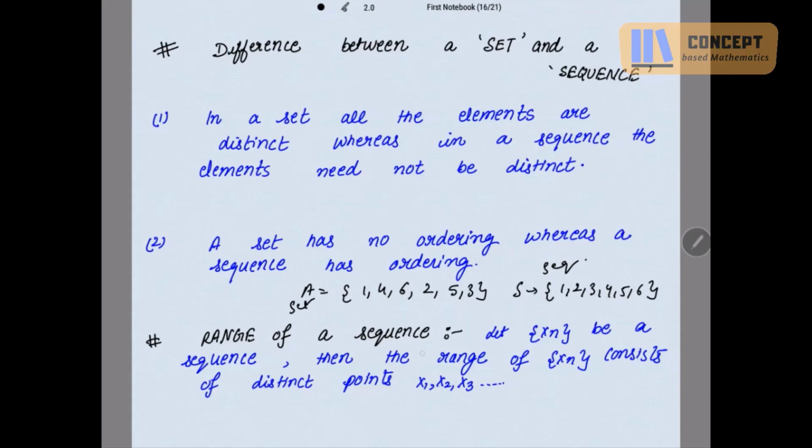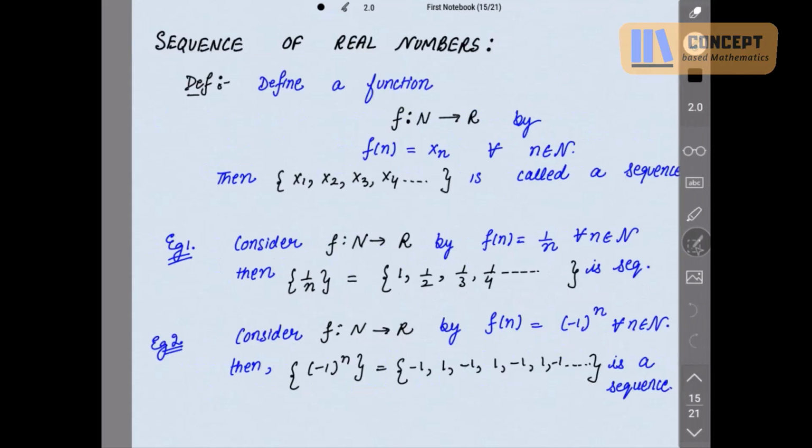Next, what is the range of a sequence? Let xn be a sequence, then the range of xn consists of distinct points x1, x2, x3, and so on. Suppose here you are having a sequence where x1 is 1, x2 is 2, x3 is 3, x4 is 4, x5 is 5, x6 is 6. So what is the range for this sequence? 1, 2, 3, 4, 5, 6. And what is the range for this other sequence? Yes, only the distinct elements, that is minus 1 and 1. This is the range of this sequence.